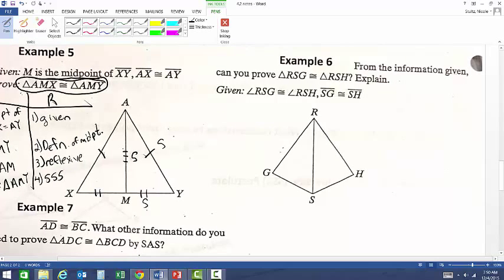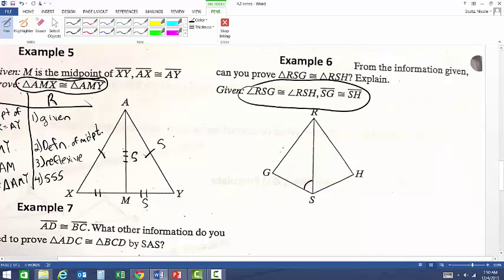All right, number 6 is a little different. You don't have to write a proof. You simply just have to tell me, can you prove the triangles are congruent? Do we have enough info to use SSS or SAS? So let's put in these markings first off.